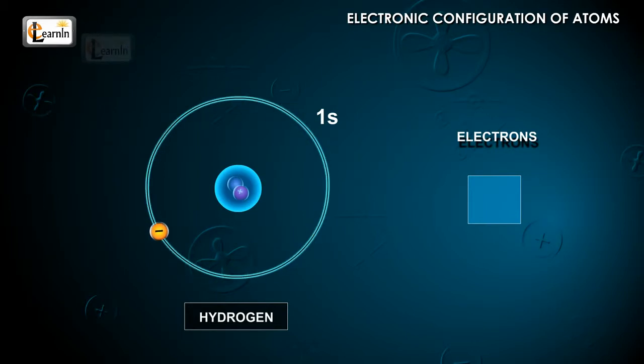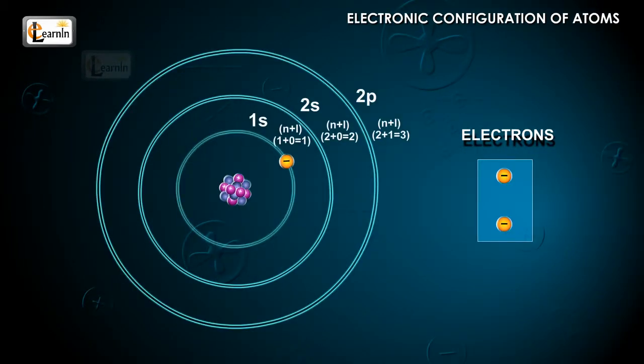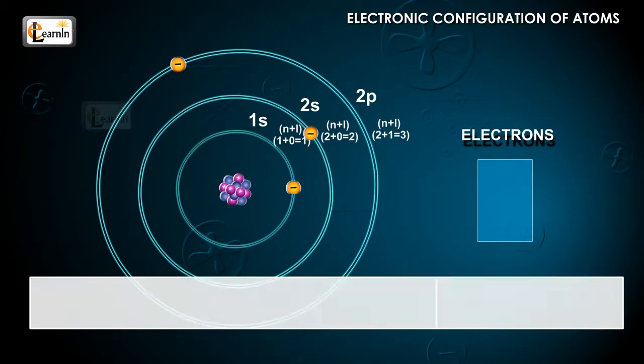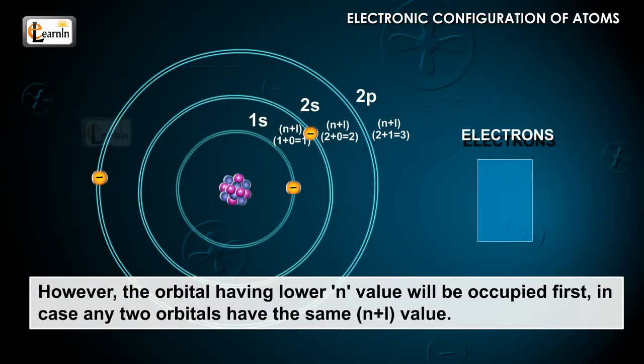In other words, the building up principle states that the incoming electrons go to an orbital which has the least n plus l value. However, the orbital having lower n value will be occupied first, in case any two orbitals have the same n plus l value.